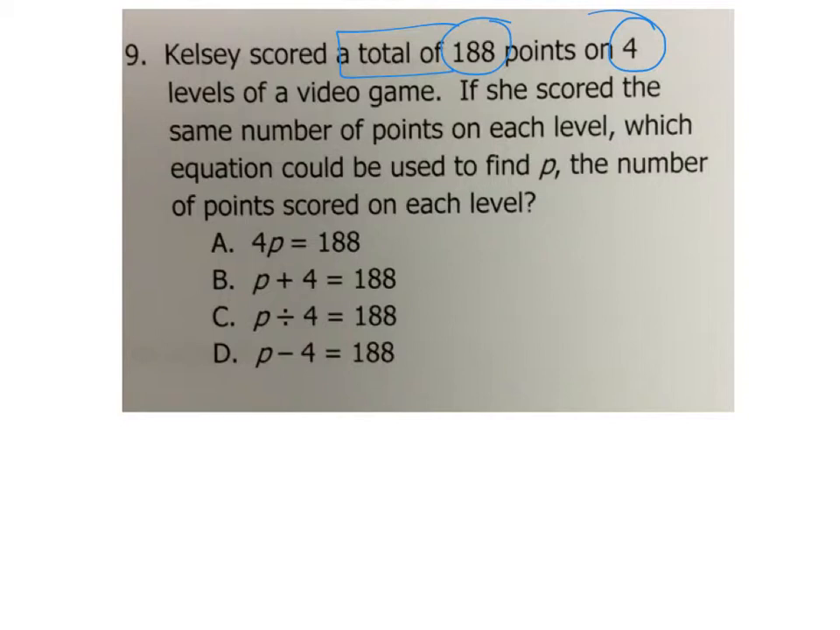Number 9, Kelsey scored a total of 188 points on 4 levels of a video game. If she scored the same number of points on each level, which equation could be used to find P, the number of points scored on each level? So she scored a total of 188, and we are looking for the number of points scored on each level. So 4 times the number of points would equal 188.